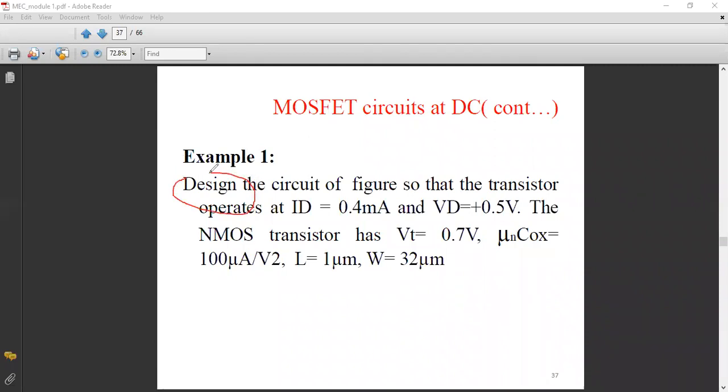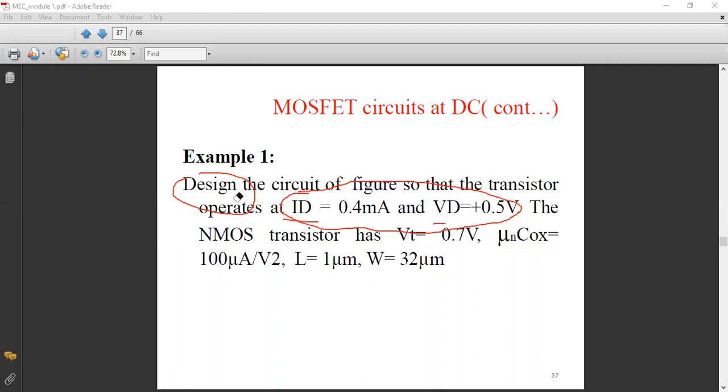Design it means finding the component values, specifications of resistances, so that the transistor operates at ID and VD. So the Q point is given to you, right? VD is given to you. What is VD? VD is a drain voltage and ID is a drain current. So VD is positive 0.5 volt, and the drain current is 0.4 milliampere.